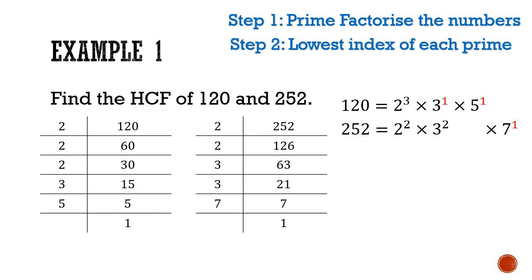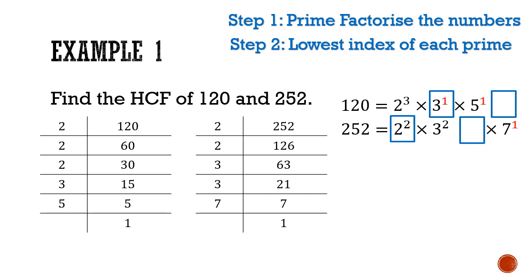Step 2, we want to choose the lowest index of each prime factor. So you can see that 120 has a 2 cubed, 252 has a 2 squared. So the lowest index is 2 squared, so I'll select that one. Between 3 to the power of 1 and 3 to the power of 2, the lowest index is 3 to the power of 1. Between 5 to the power of 1 and having no 5s, well, having no 5s is lower, so I'll just select that blank space below. And between 7 to the power of 1 and having no 7s, I'll choose having no 7s.